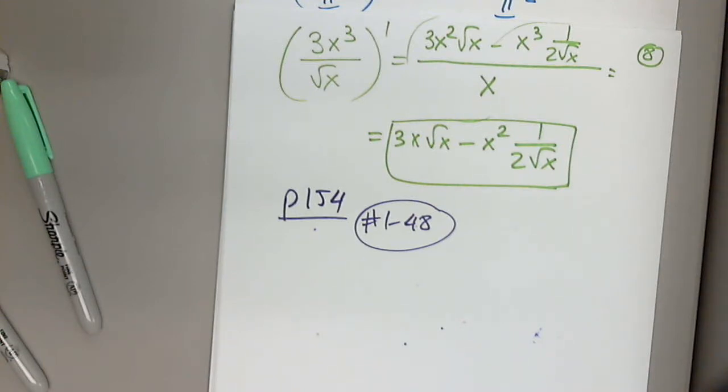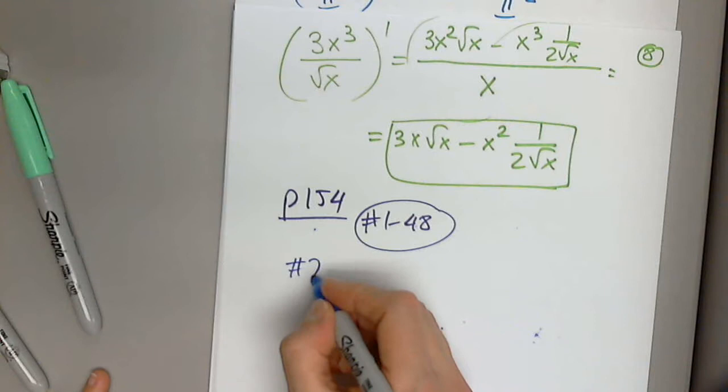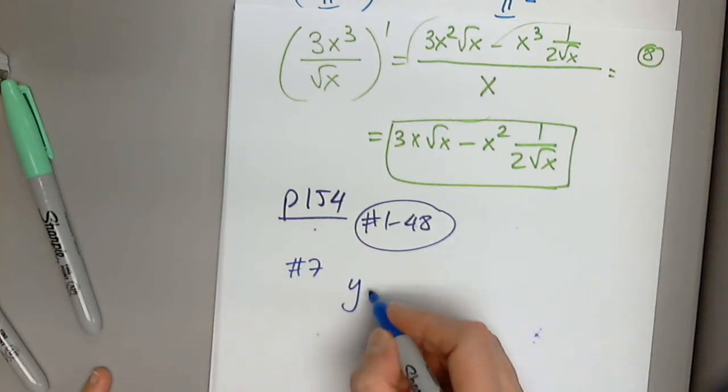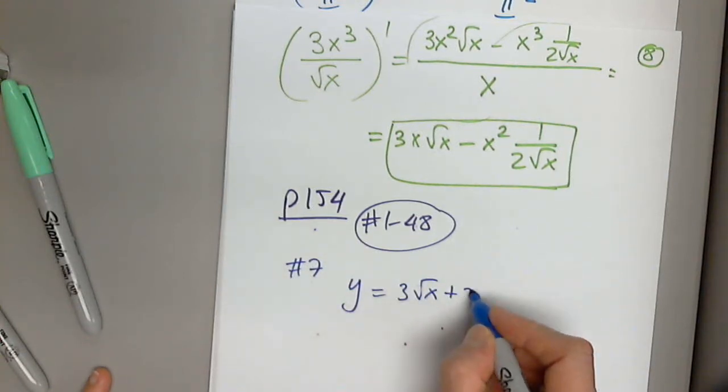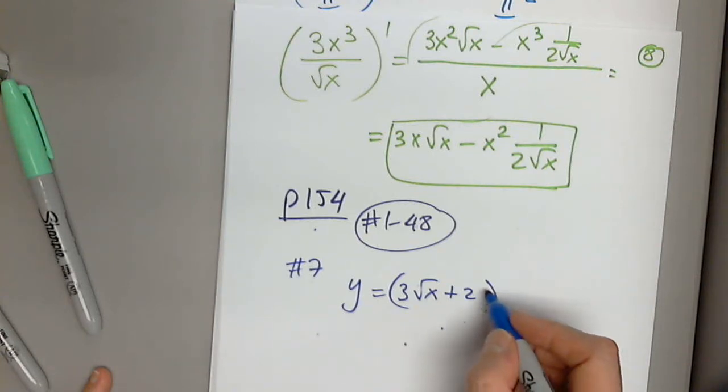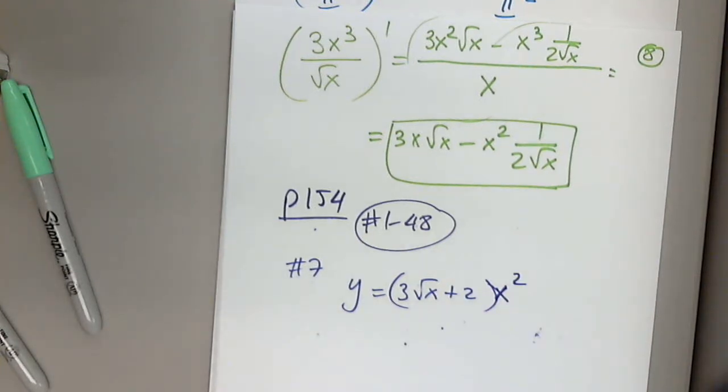You want to start with a product? Can we do 7? 7. Very good. Let's start with 7. We have in 7, y equals 3 the square root of x plus 2, multiplied by x squared. Will I ever use the product rule on this? No. I will distribute in here and combine like terms, or say this is x to 1/2 plus 2. But we want to illustrate the product rule.